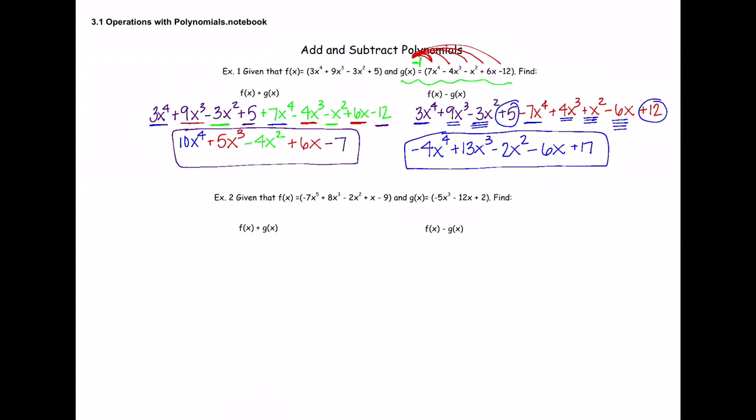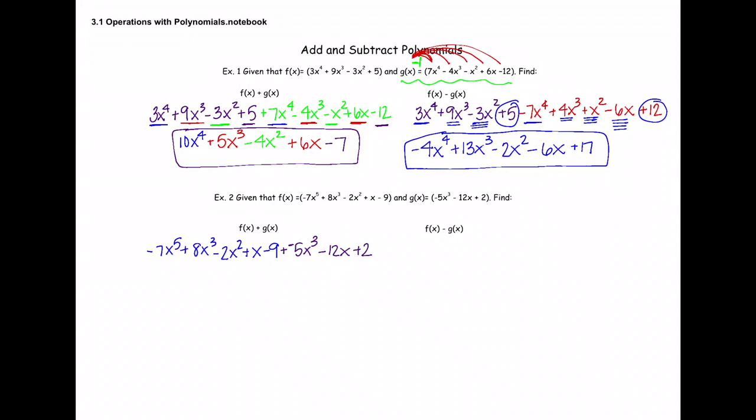Example number 2, we're going to practice some more. If we have f of x and g of x, they want us to find f of x plus g of x. So we are going to take our f of x function, negative 7x to the fifth, plus 8x cubed minus 2x squared, plus x minus 9, and we are going to add our g of x function, so we have plus negative 5x cubed. You could have also written it minus 5x cubed minus 12x plus 2.